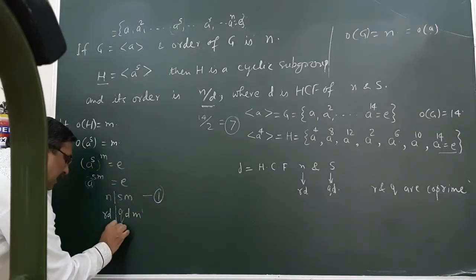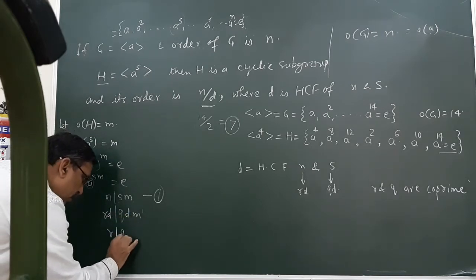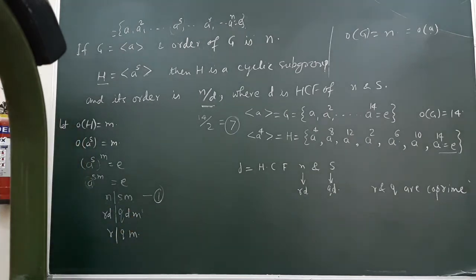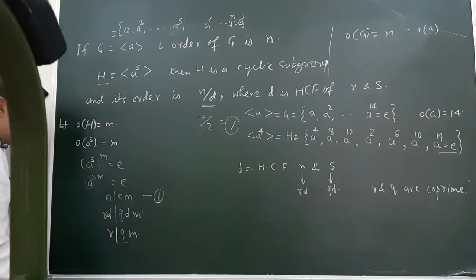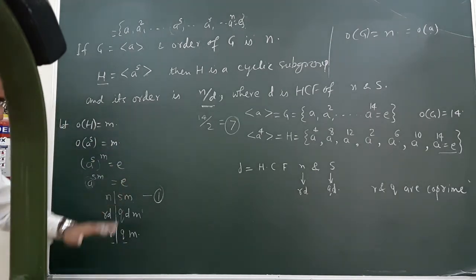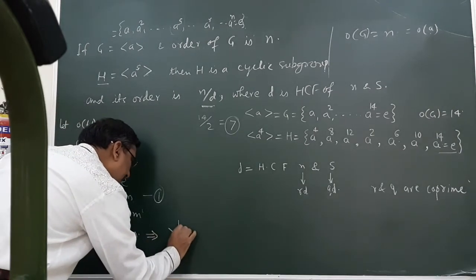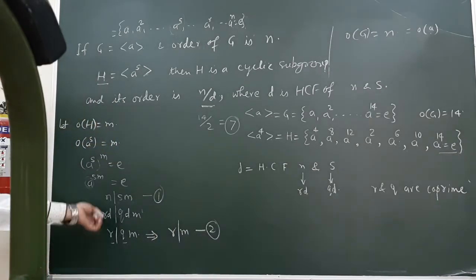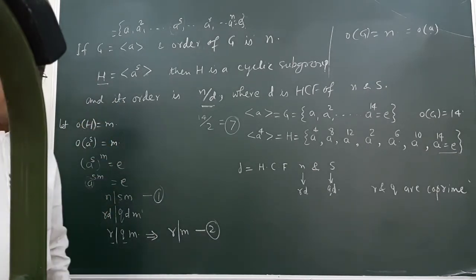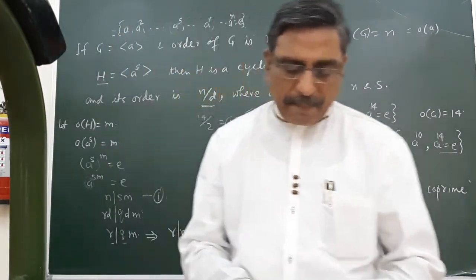It means R divides Qn. But we know R and Q are co-prime, so there will be no common factor. And this implies R divides N. This is the second result: R divides N. Now, if R divides N, then what happens?